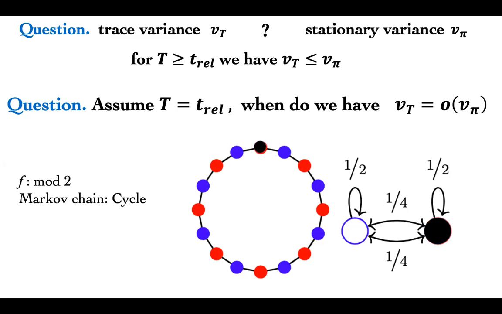The image of f on these traces is so symmetric that the projection chain will be a very simple two-state chain. The relaxation time for this chain is very small, so the trace variance will be significantly smaller than the stationary variance. We show more interesting examples when the trace variance is small in our paper.